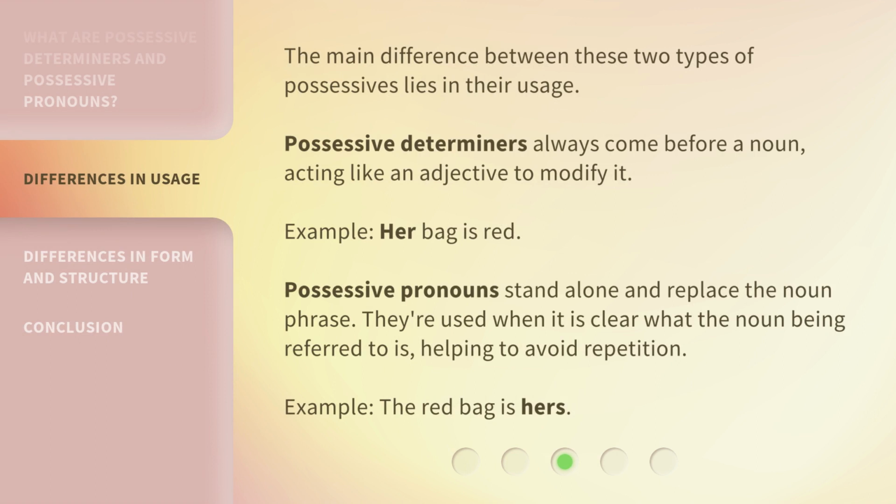The main difference between these two types of possessives lies in their usage. Possessive determiners always come before a noun, acting like an adjective to modify it. Example: her bag is red.